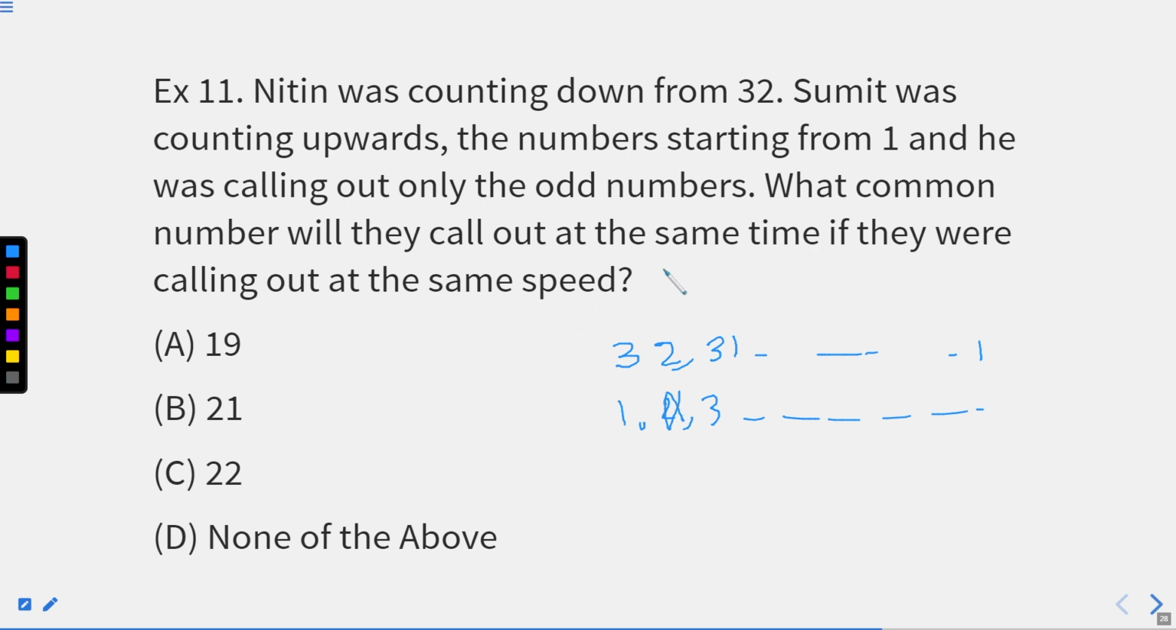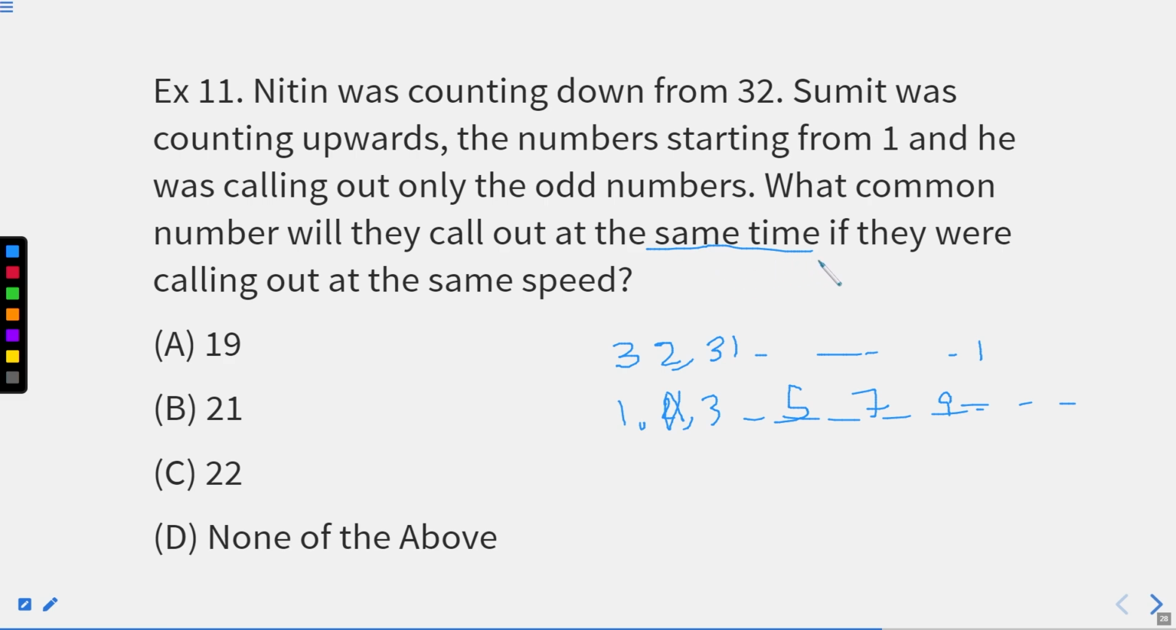So what exactly are we doing? We are following the instruction of the question. So we are not supposed to take any even number. So 1, 3, proceed by 5, then 7, then 9 and so on. We'll get the series, right? So what common number will they call out at the same time? Now the question says at the same time. So let's say if Nitin is announcing 29 and at the same time Sumit is saying 29, then we'll get our answer. So they are asking what common number they'll announce at the same time.